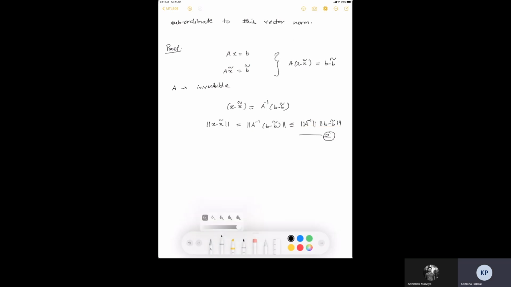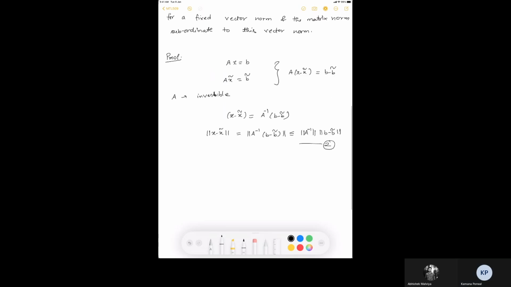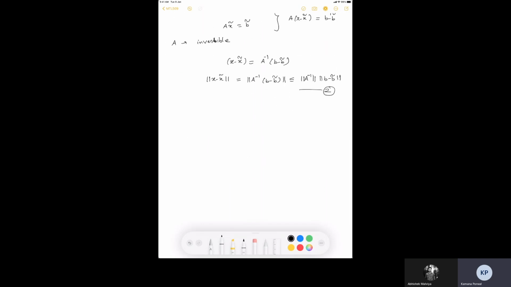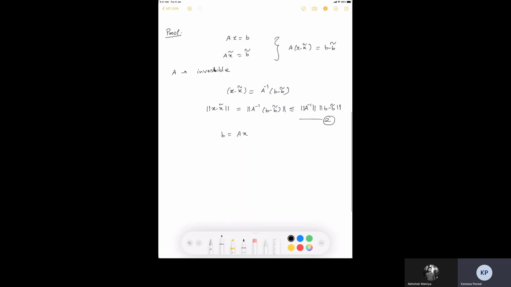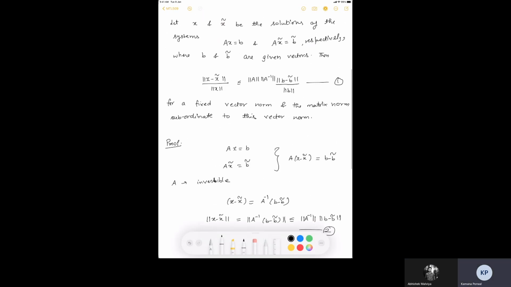So what we have to analyze is the relative error, right? This means that I have got control on the norm of x minus x tilde, and let's see how we get the relative error. Note that b is A into x, right? So from here the norm is this. I want to prove this relation, and the norm of x is in the denominator here, right?